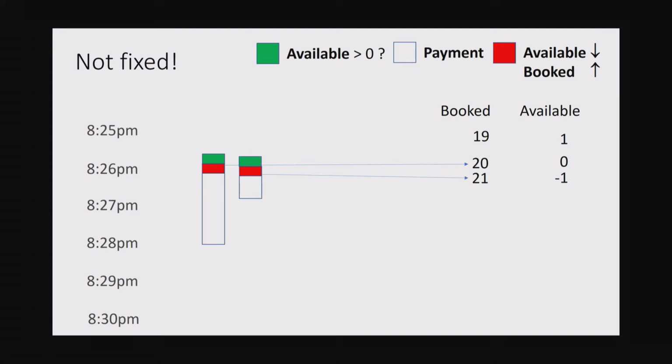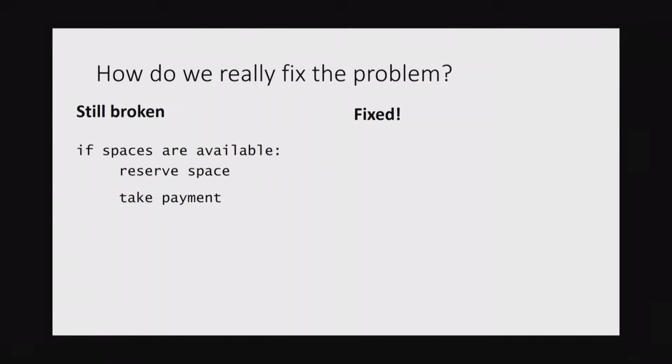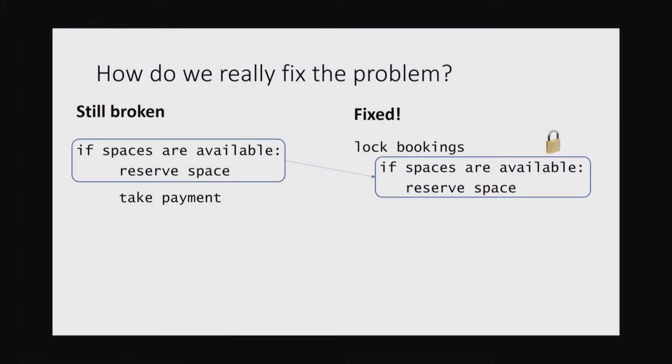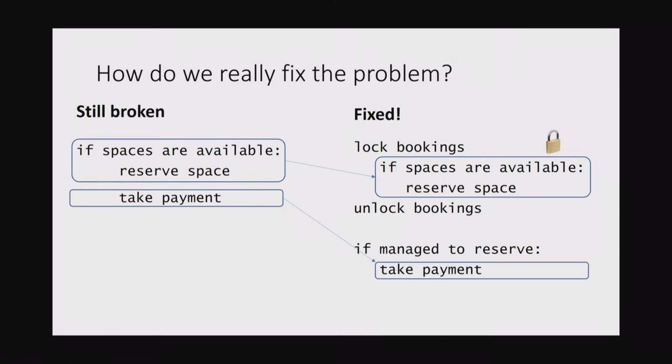If we really want to fix the problem, we need to use another kind of synchronization called a lock. So what we need to do is say, when you book a space, first of all, the system locks the bookings so that no one else can access the bookings for the time being. It will check, is there a space available? And if so, it will reserve the space. And the lock means that those 2 things are not divisible anymore. They can't be done separately. Then the lock gets released, and if a space was reserved, then payment will be taken.